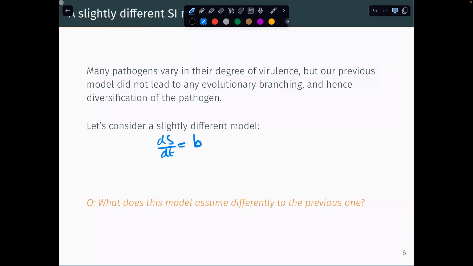We're now going to have a constant birth rate B. And we're going to assume as well that only susceptible individuals reproduce, so infected individuals don't reproduce here. We still have a transmission virulence trade-off, beta of alpha, and density-dependent transmission SI.